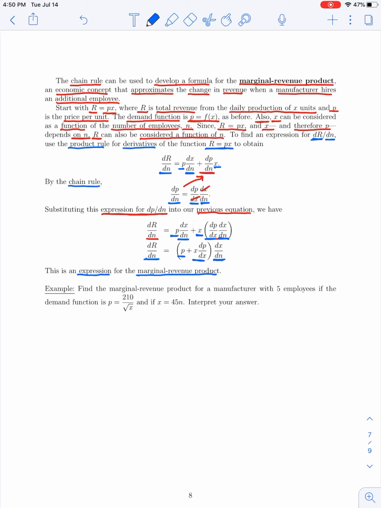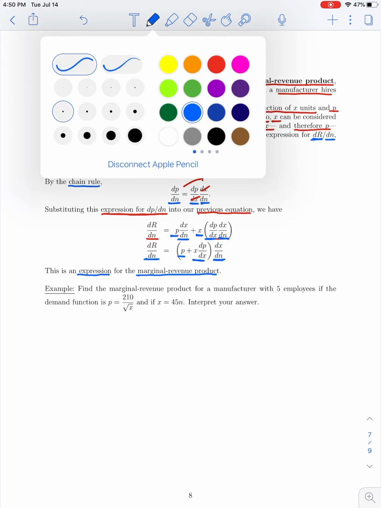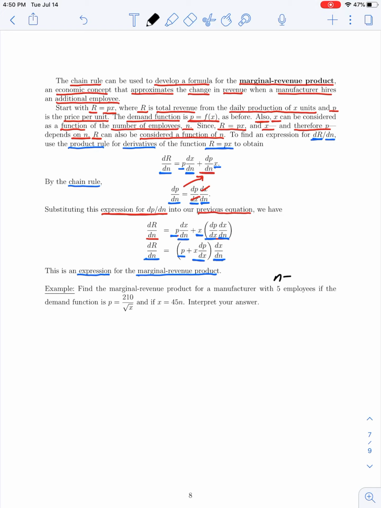So in this last example, we are asked to find the marginal revenue product for a manufacturer with 5 employees. So the current value for n, the number of employees, is 5. And the demand function is given by p equals 210 over the square root of x, and x is given by 45 times the number of employees. So each employee can produce, say, 45 units per day. And then we're supposed to interpret our answer.